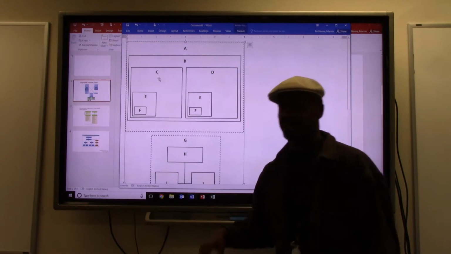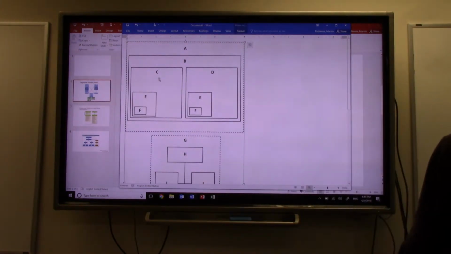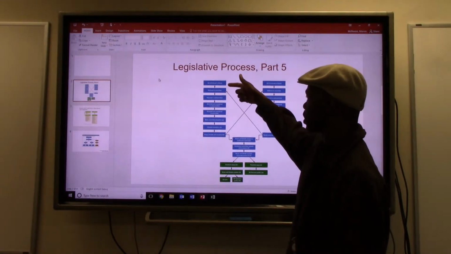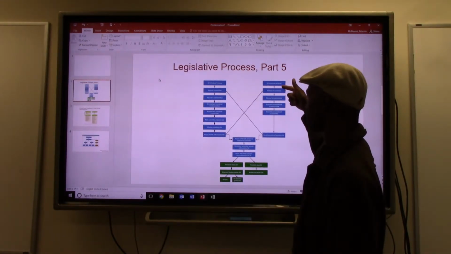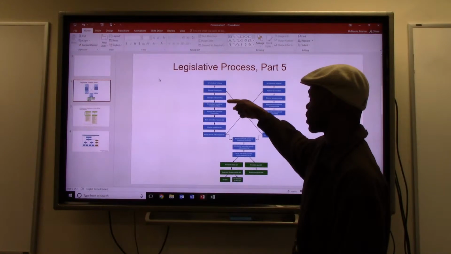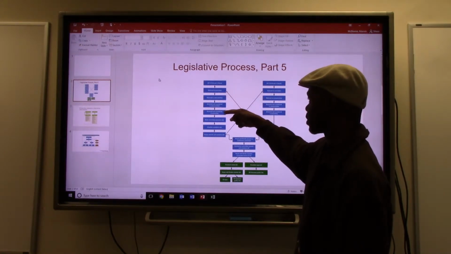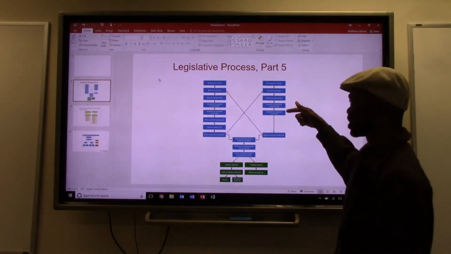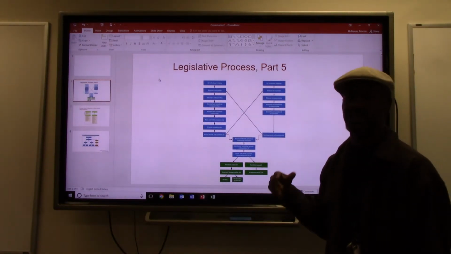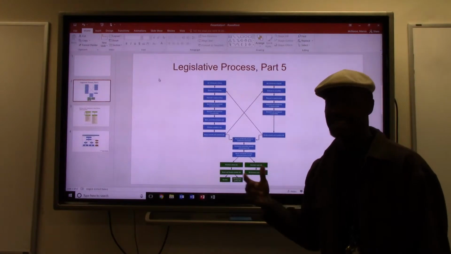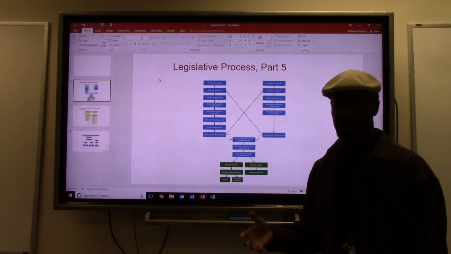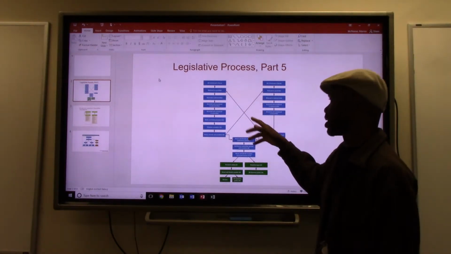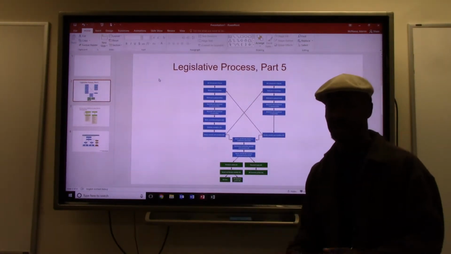So what's E and F? Well, again, let's go back to our diagram. If you look underneath here, bill introduced in House, bill introduced in the Senate, what are the things you see here? Committee, subcommittee, subcommittee, committee, rules committee. So you see all this committee work. This is where the House and the Senate do their work. When they consider bills, propose bills, and pass bills, they're pretty much doing it in committee before they do it before the full House or the full Senate.